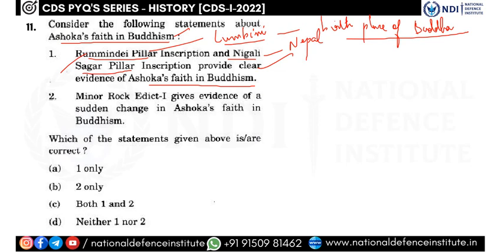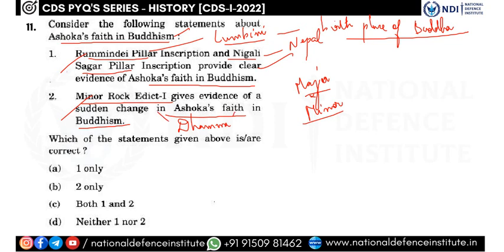Yes, and you see the minor rock edict. Ashoka has both major rock edicts and minor rock edicts. This minor rock edict gives evidence of a sudden change in Ashoka's faith in Buddhism. It shows how, after the Kalinga War, Ashoka started to follow Hinayana Buddhism and seriously followed the idea of Dhamma, the doctrine of Buddhism. Yes, the second is also right. Because of Ashoka, Buddhism started to spread not only in India but also to other parts of the world. Both statements are right. They are asking for the correct answer. The answer is C, both 1 and 2.